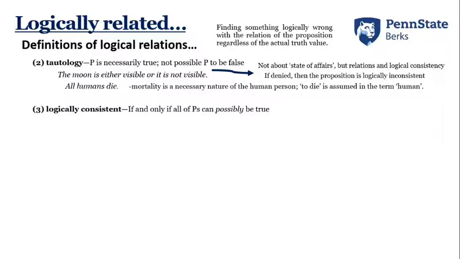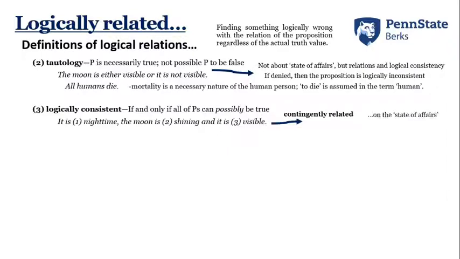A third relation is logical consistency. So this is if and only if all the propositions can possibly be true. So you can think of things in a series, and then you just ask yourself, are these things, let's say, contingently related? I'll show you that in a second. But can they possibly be true? So if we're going to say it's nighttime, the moon is shining, and it's visible, we know that all those things are possible, right? We know it's possible to be nighttime. We know it's possible the moon is shining. And we also know it's possible that the shining moon at night is visible to us.